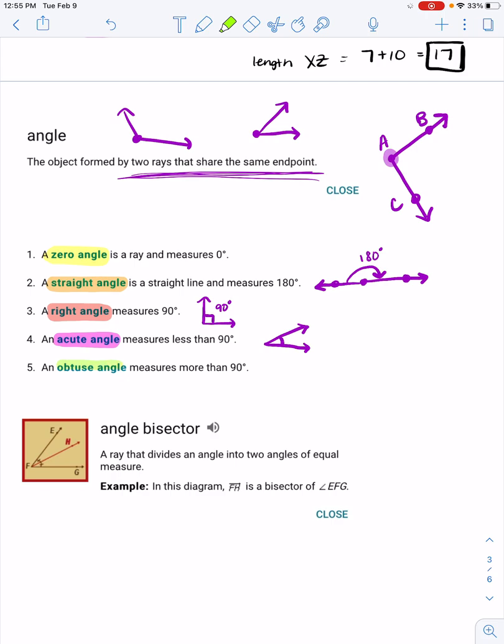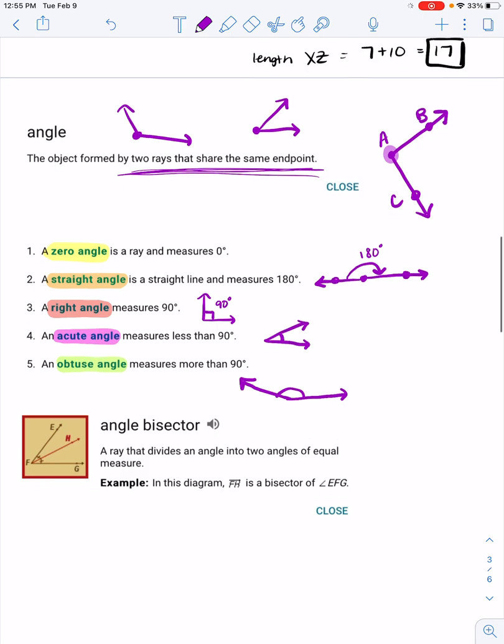So an obtuse angle right here, it measures more than 90 degrees. So you can kind of see it's bigger than this, but less than 180. So it looks like here's maybe one ray and it just kind of stretches out. It looks kind of strange. So that is an obtuse angle, okay?